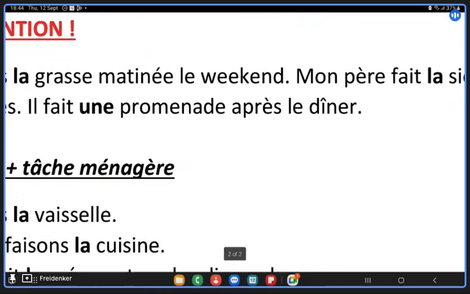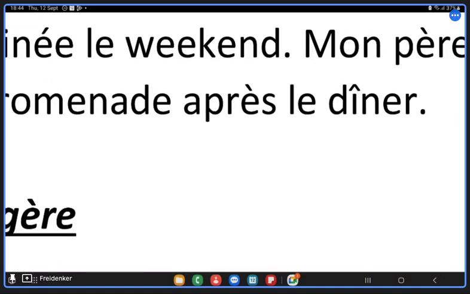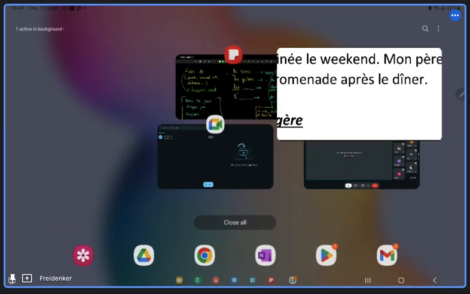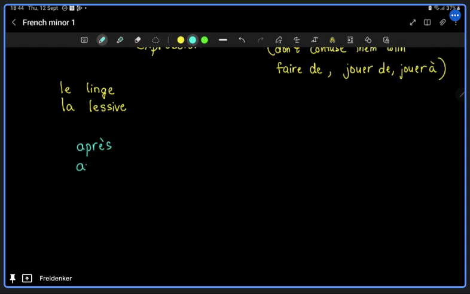We also looked at this one. Faire une promenade. Il fait une promenade. He takes a walk. He goes for a walk after dinner. Après is after. So après is a preposition. Like you're supposed to know some prepositions, right? Après is after. Avant is before. This was in the revision quiz that we did.